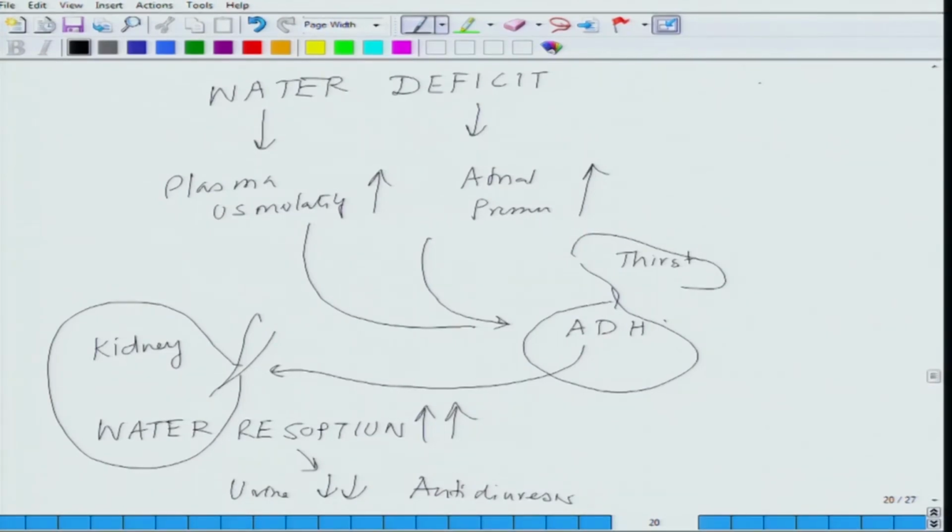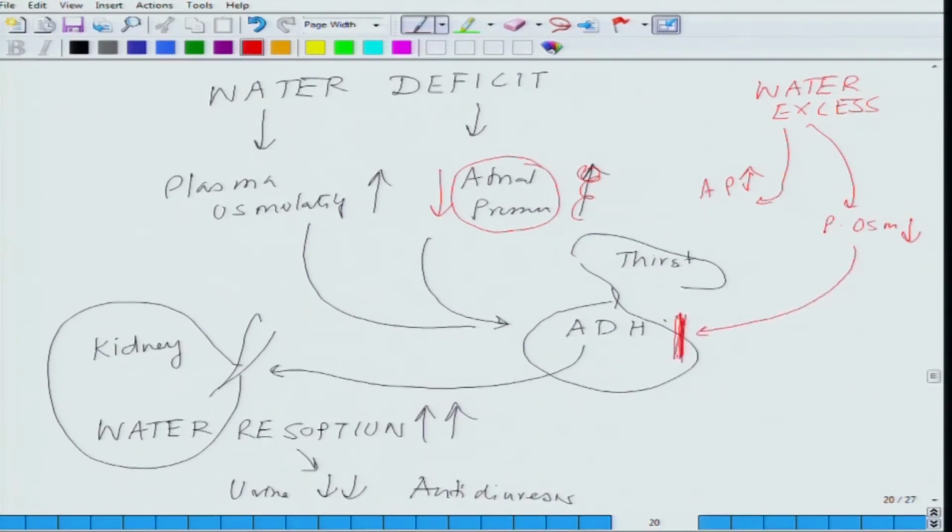And now think of another situation when there is water excess. Okay. So, under water excess what will happen, the same thing, atrial pressure, that is going to go down, sorry, so I made a mistake, kindly correct it. So, initially what is happening, your atrial pressure here is going down and atrial pressure here is going up, okay, and your plasma osmolarity is basically going down, and in that situation there won't be any further secretion of ADH and there won't be any signal. So, what will happen, water resorption will fall down and your urine secretion will go up. So, this is what is happening with the aldosterone route.